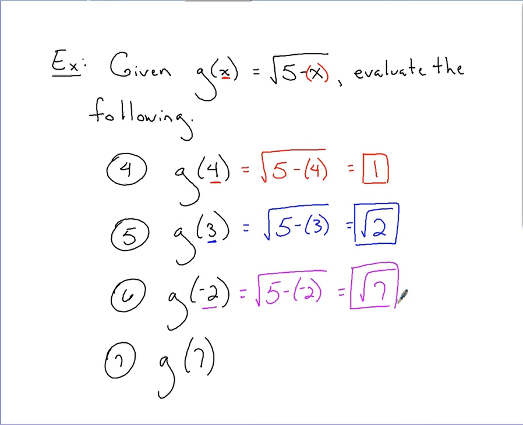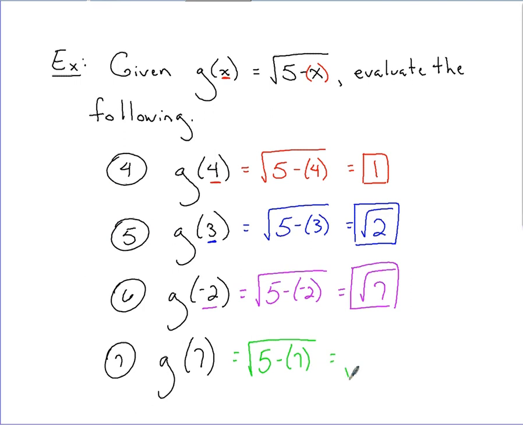Now you're feeling pretty confident. You're feeling pretty good about yourself. Try number 7 there. Go ahead, try it. See what you get. Got the square root of 5 minus 7.